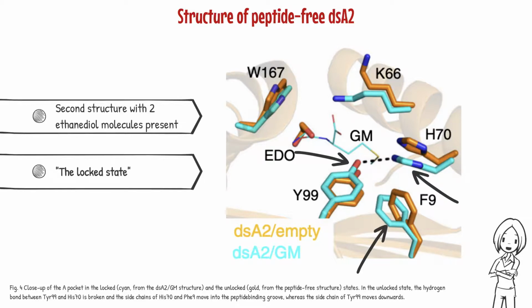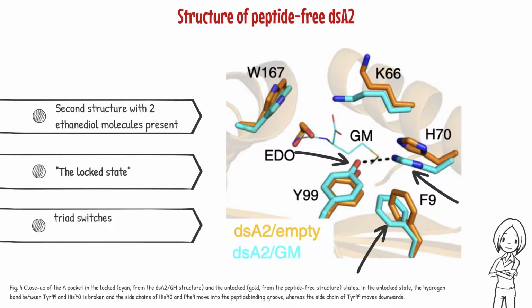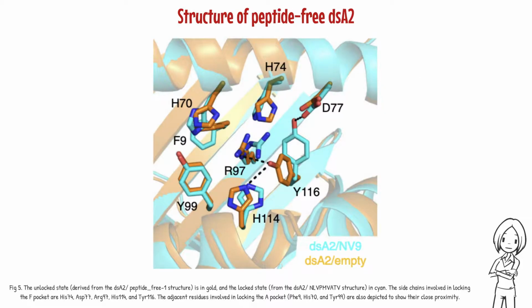The triad phenylalanine 9, histidine 70, and tyrosine 99 accommodates peptide side chains and switches from unlocked to the locked state upon peptide binding. Similar conformational changes are presented in the F pocket through the rearrangement of the triad arginine 97, histidine 114, and tyrosine 116. The volume increases from the locked into the unlocked state, resulting in the ability to make space for binding bulky side chains.